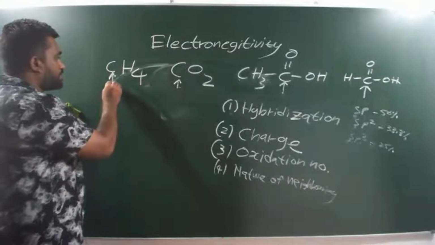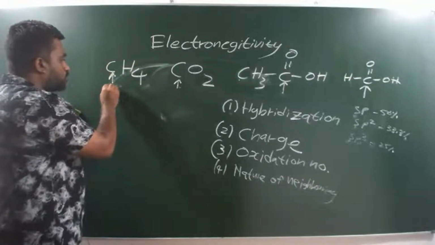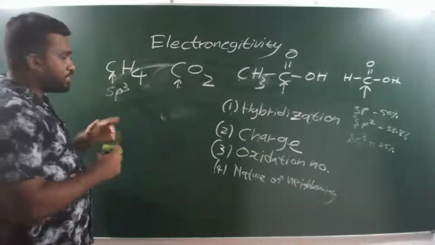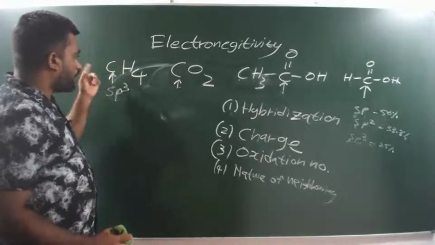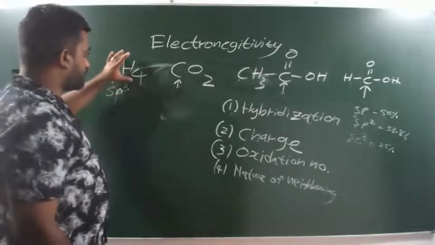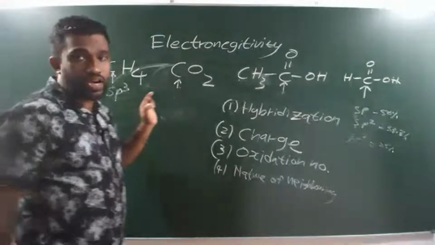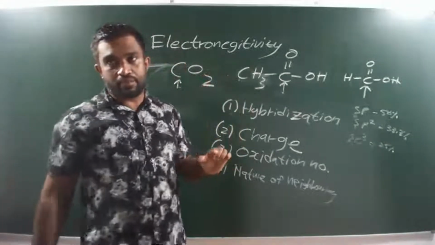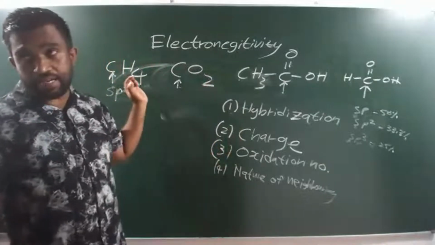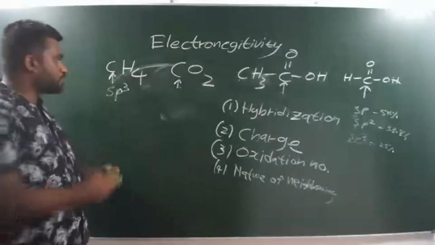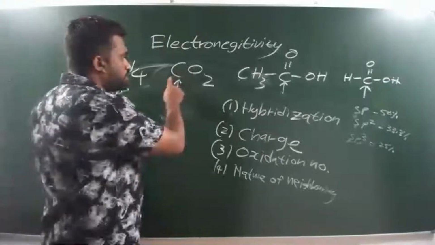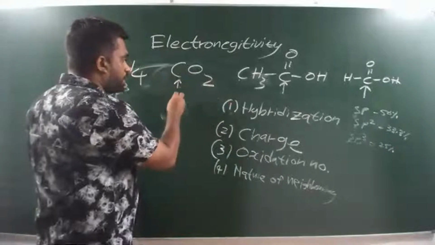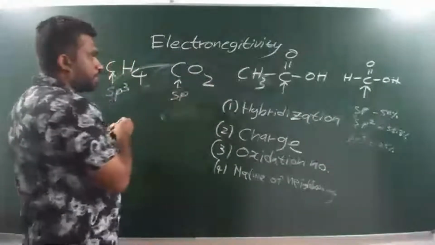Now see here, what is the hybridization of here? There are 4 sigma bonds, so it is sp3. In this carbon, the hybridization is sp3. How are we going to determine the hybridization? You have to count the sigma bonds and valence electron pairs. So you have 4 sigma bonds, that means sp3. In here, CO2, you have 2 sigma bonds, and it's sp. Okay.